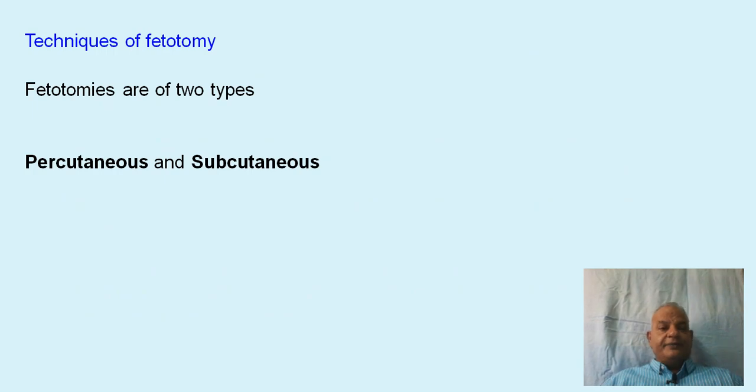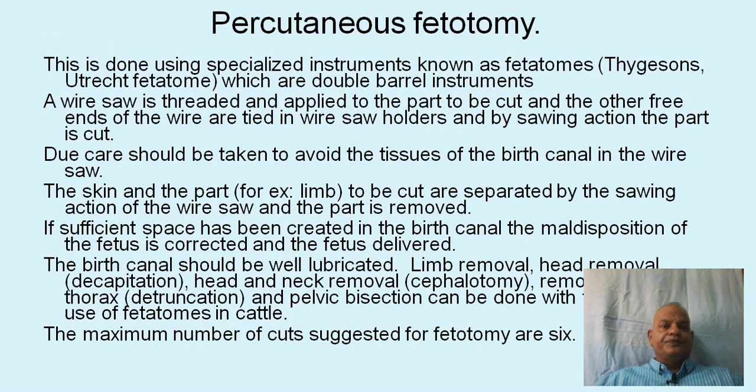Fetotomies can be performed in two ways, subcutaneous and percutaneous. In the percutaneous fetotomy, specialized instruments known as fetotomes, which are double barrel instruments, are used. A wire saw is threaded and applied to the part to be cut, and the free ends of the wire are tied in the wire saw holders, and by sawing action the part is cut. Due care should be taken to avoid catching the tissues of the birth canal in the wire saw.